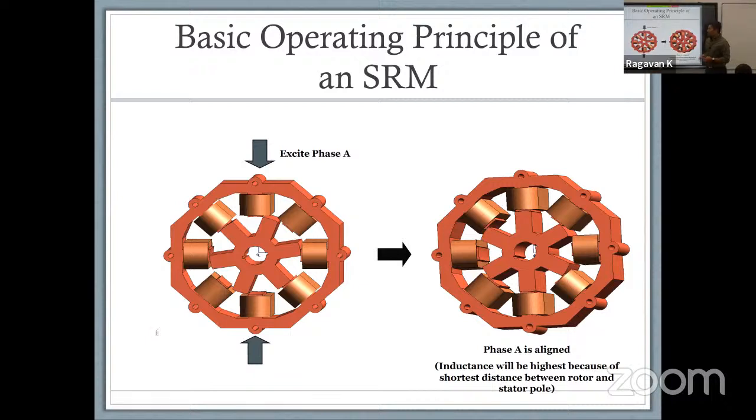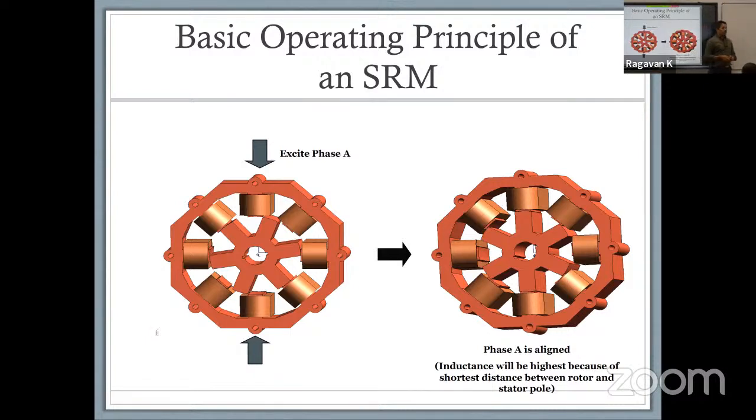When you're talking about unaligned position, you will notice one pole is far from the stator, but there is another one that is halfway. It's not entirely aligned, because even if you look at this position here, when this is completely aligned, there is another pole here that is very close to alignment. So an 8/6 SRM has one unique attribute, that you're able to get a clear unaligned, aligned, and what's called a midway between aligned and unaligned.